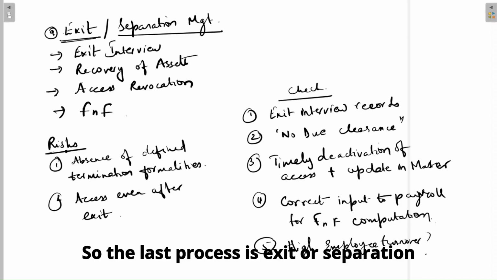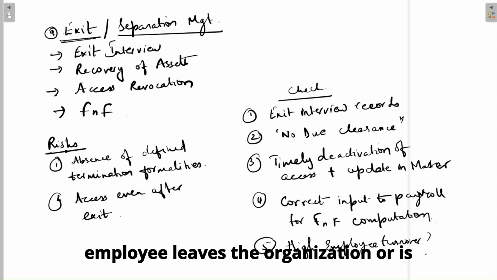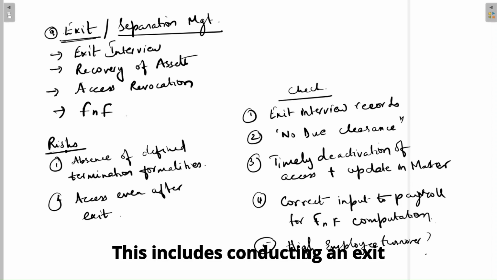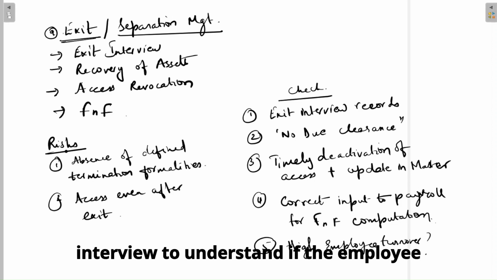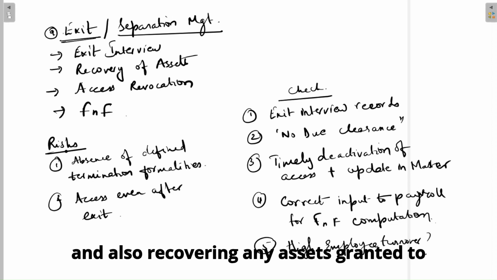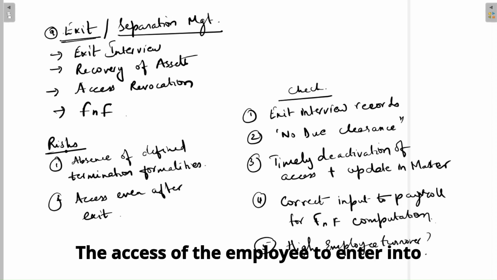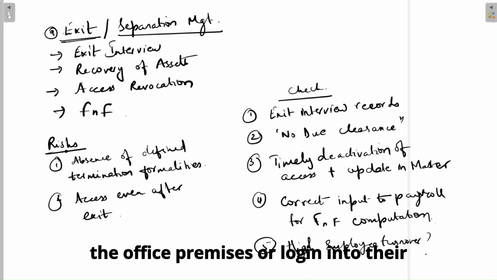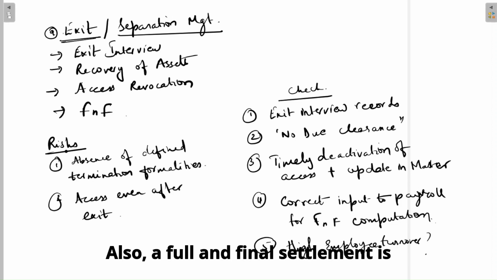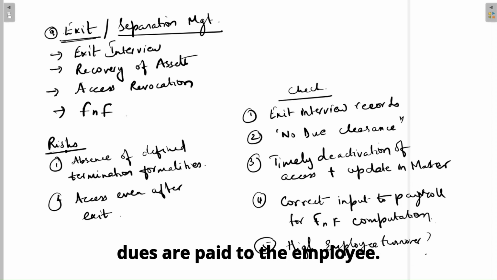So the last process is exit or separation management. This happens when an employee leaves the organization or is terminated from the organization. This includes conducting an exit interview to understand if the employee had any concerns during the employment, and also recovering any assets granted to the employees like laptops, phones, etc. The access of the employee to enter into the office premises or log in into their systems is terminated post their exit. Also, a full and final settlement is processed, which means all outstanding dues are paid to the employee.